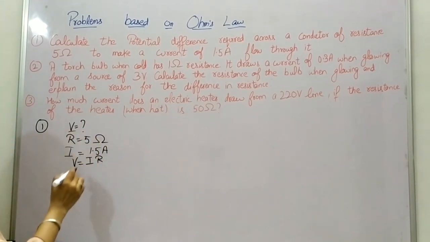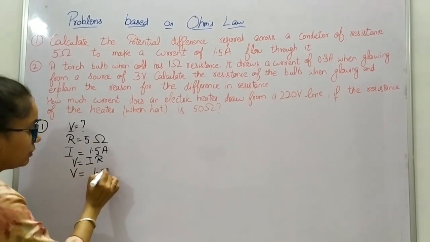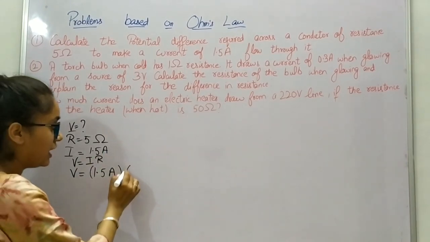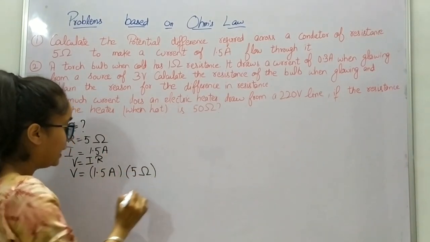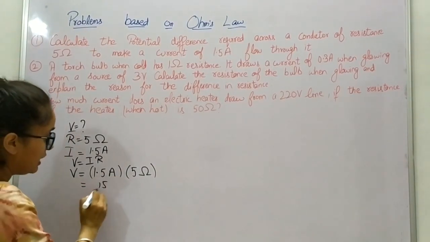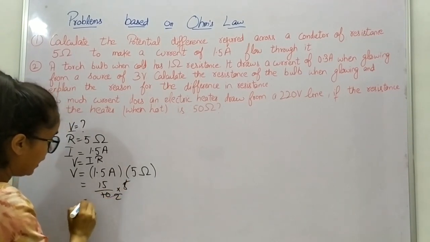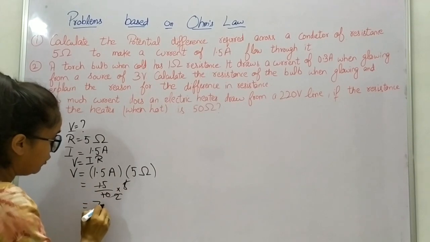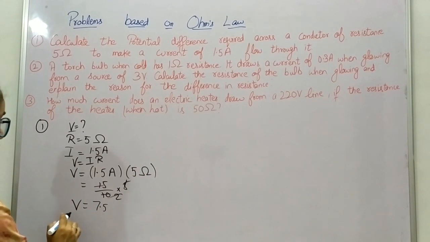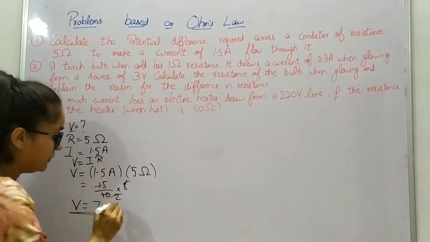Now we are going to find V, so V is kept as it is. In the place of I, we would write 1.5 amperes. In the place of R, we would write 5 ohm. Then we solve it. That would be 15 by 10 into 5. You may use the calculator here. That would be 7.5. But we're not going to write ampere ohm as we are solving potential difference. We're going to use the unit volt.